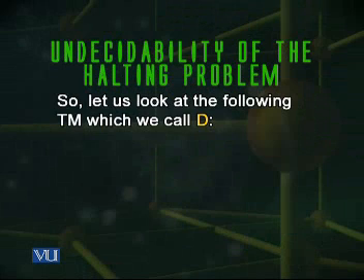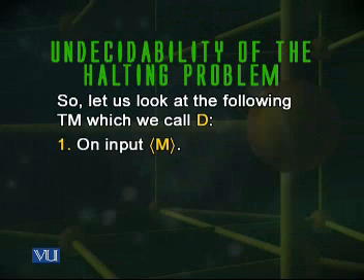If H exists, then we can use it as a subroutine in other Turing machines. Other Turing machines can call this H as a subroutine or can run this Turing machine H on various inputs. So let's make a new Turing machine. Let's call it D. The description of this Turing machine D is as follows.